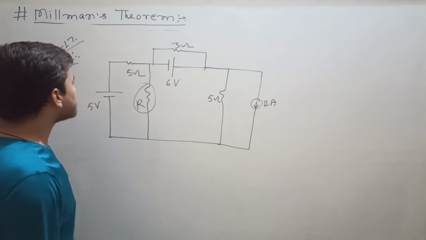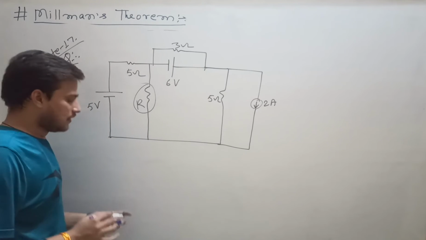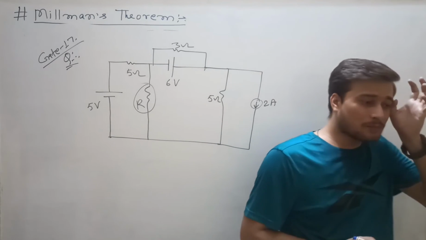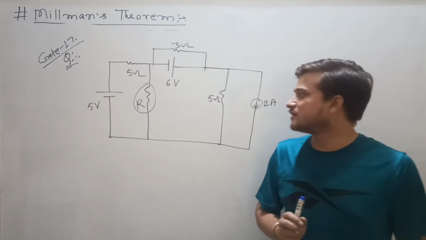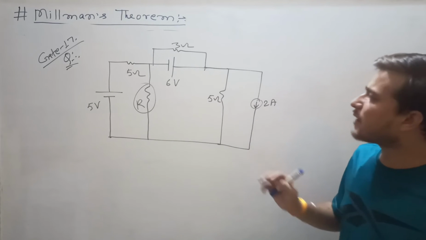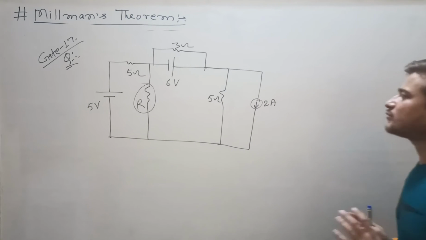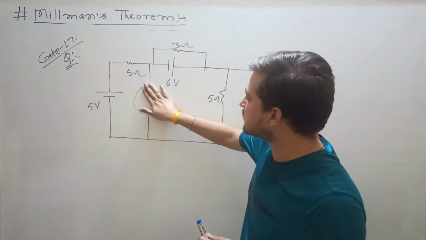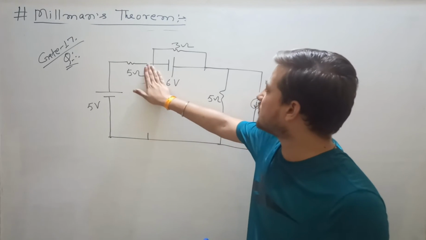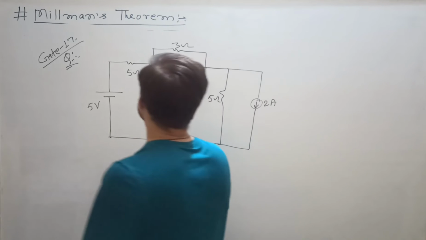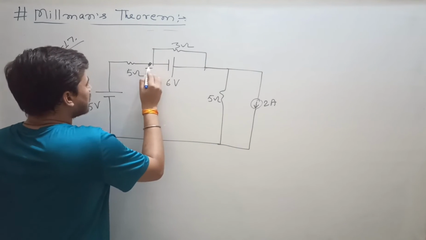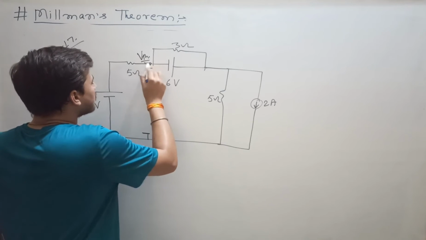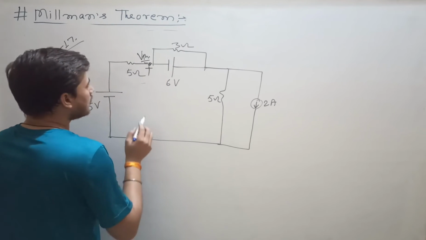So let us see how to find maximum power transferred to this resistance. To find maximum power transferred to this resistance, we will have to find Thevenin's equivalent of the circuit by opening this load. So let us open the load, and the potential of this point will be VTh.